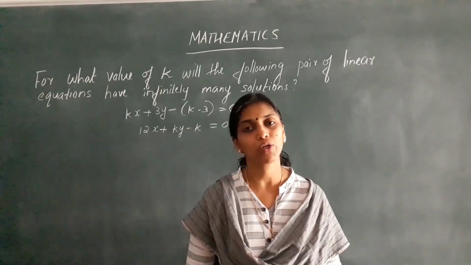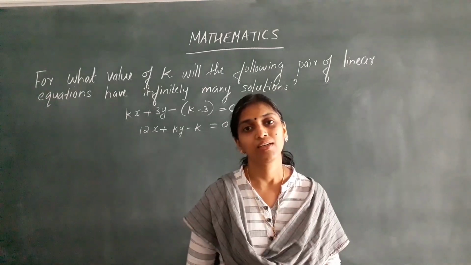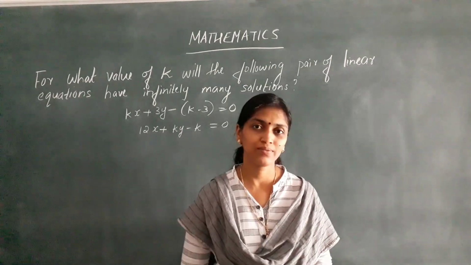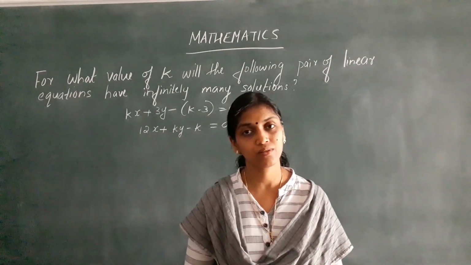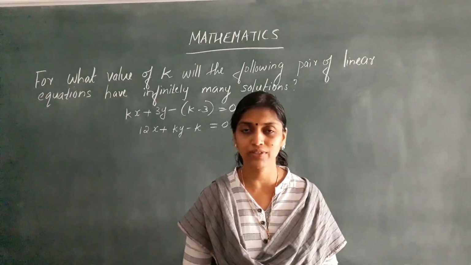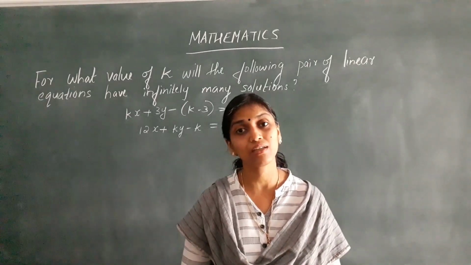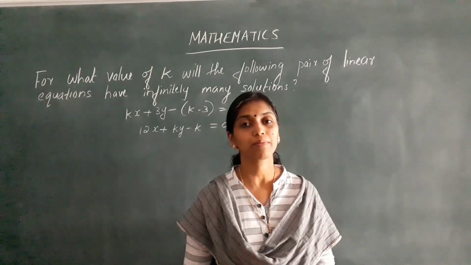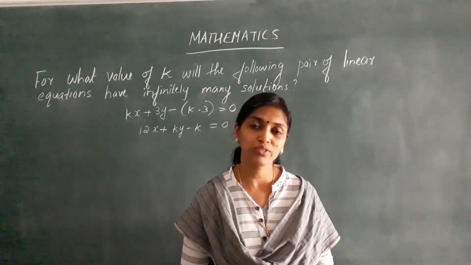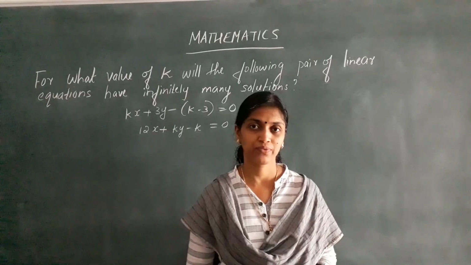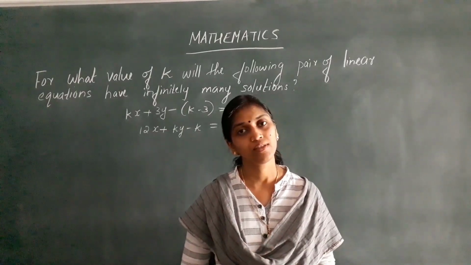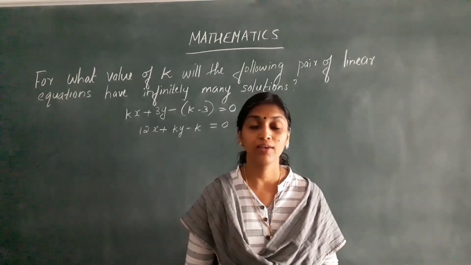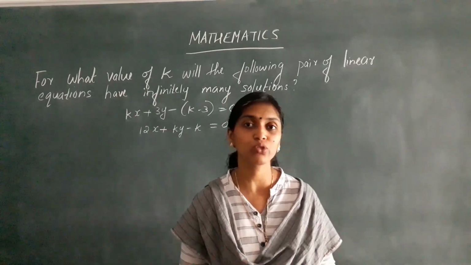So we were studying the chapter on pair of linear equations in two variables, isn't it? What all we have studied in the chapter? We have studied graphical method of finding solution, and also we have seen algebraic method of finding solutions. In algebraic method we have discussed substitution method and elimination method. And in the previous section we were doing a type of question, that is finding the value of k if the given pair of linear equations has no solution.